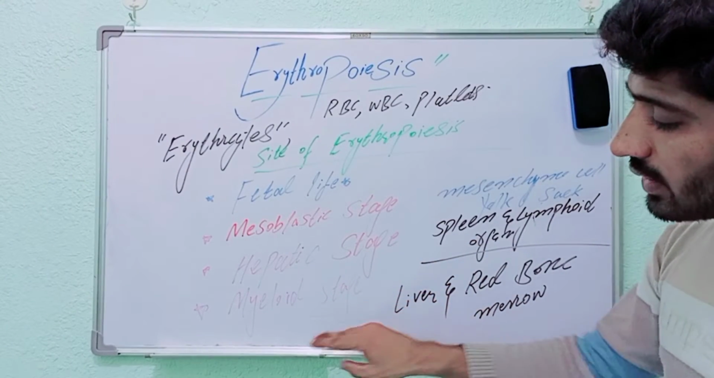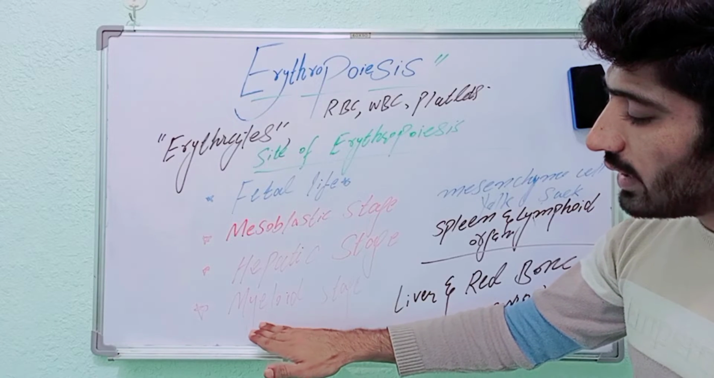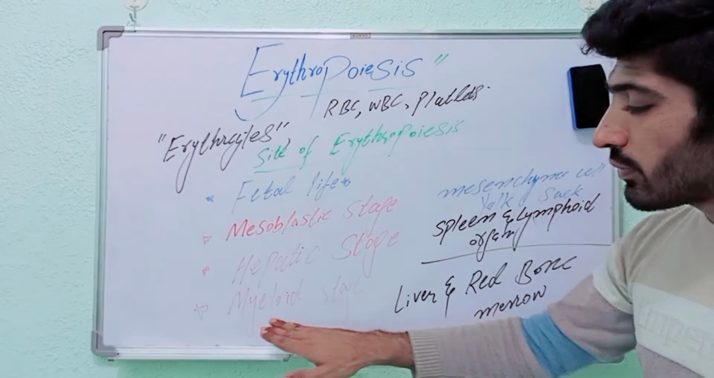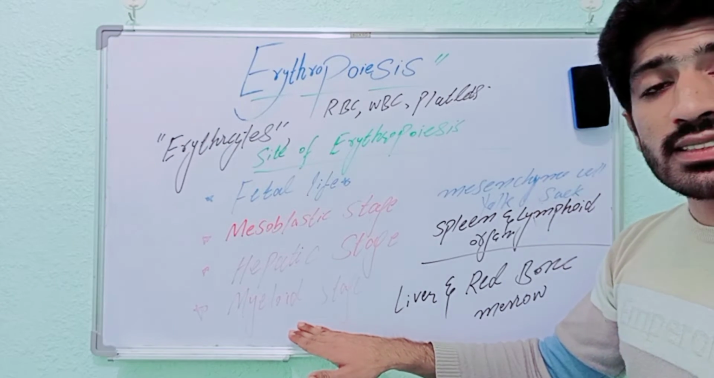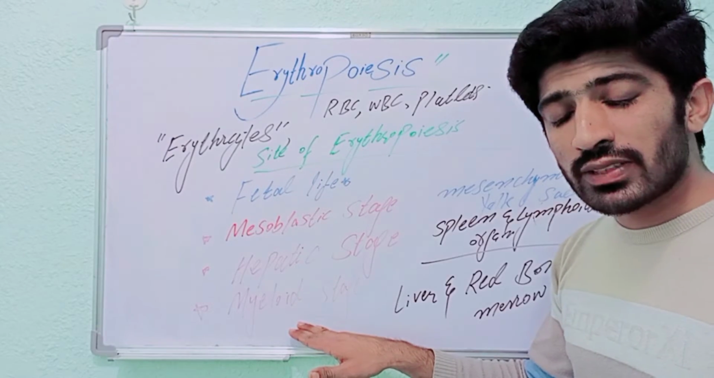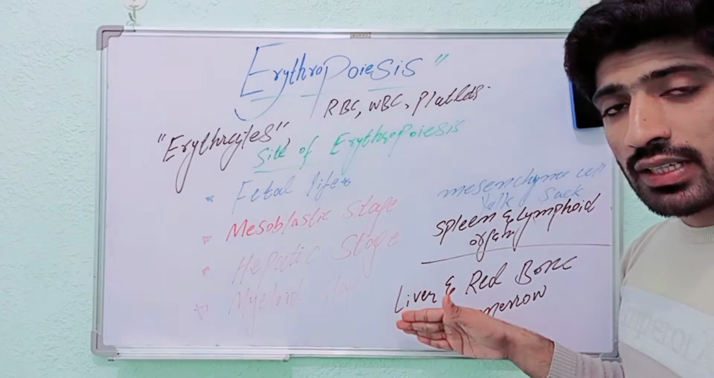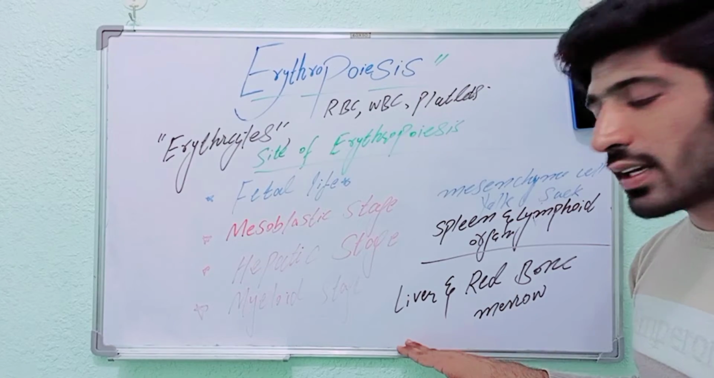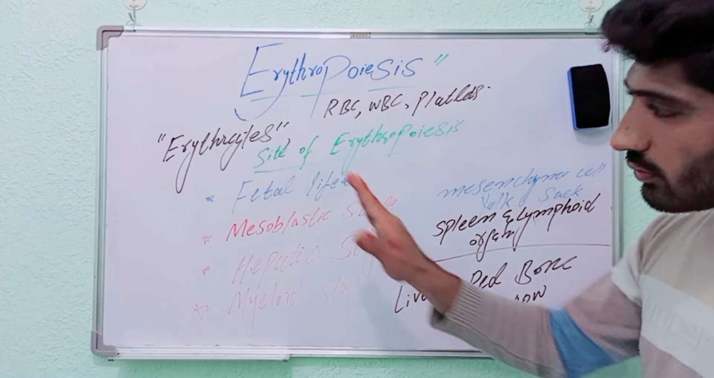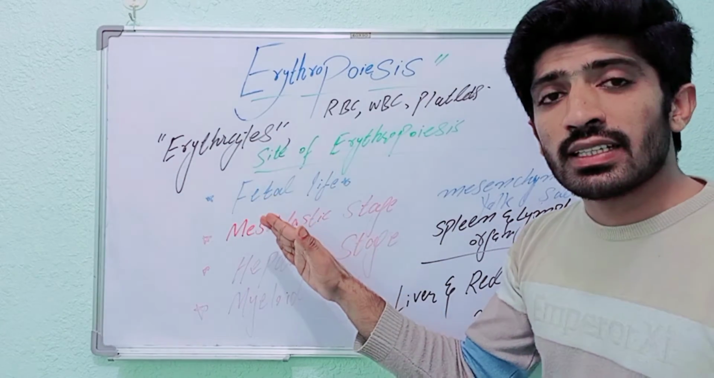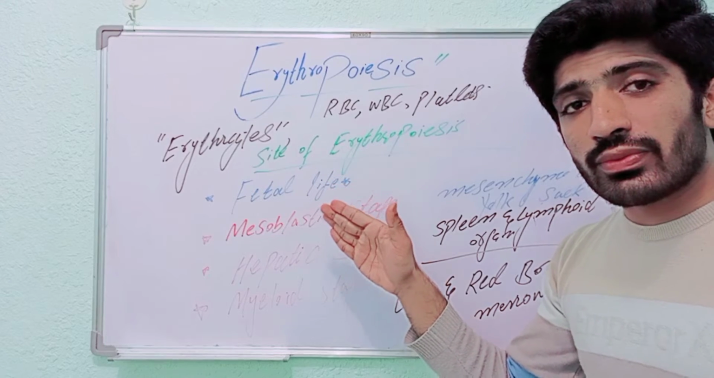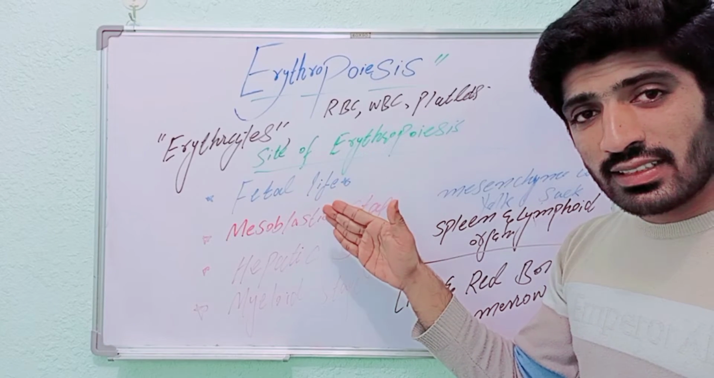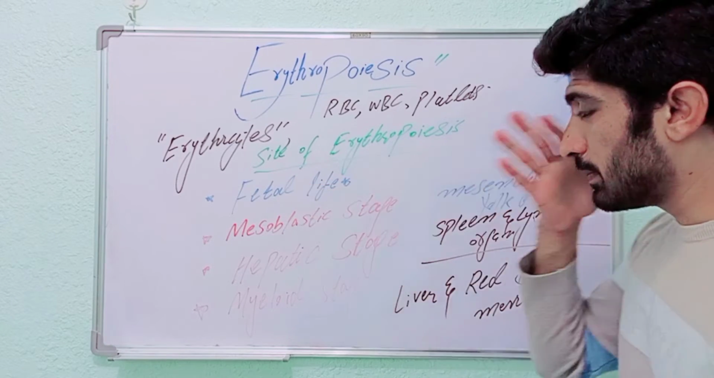So students, after that is the myeloid stage. In this stage, during the last 3 months of intrauterine life, the process of erythropoiesis takes place in the liver and also in the red bone marrow. After that we have to discuss the site of erythropoiesis in children, newborn babies and also adults.